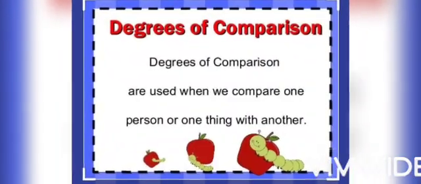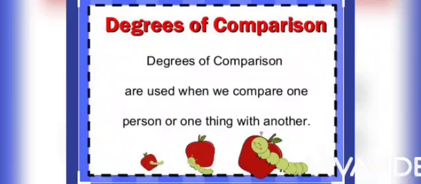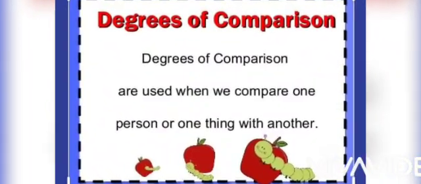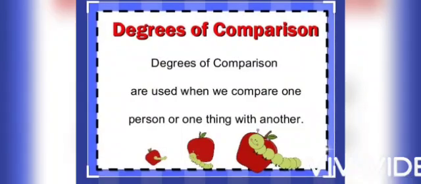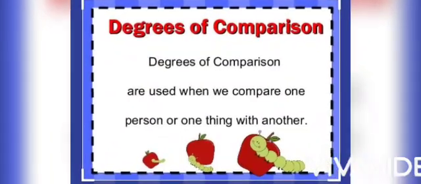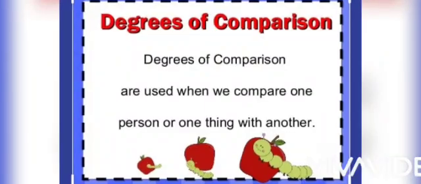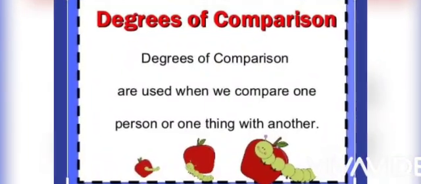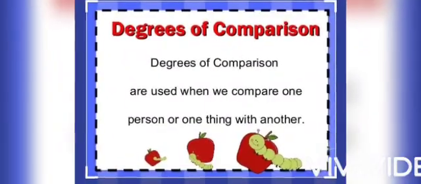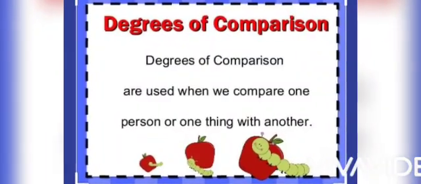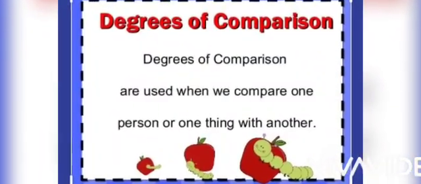Degrees of comparison are used when we compare one person or one thing with another. Means when we want to compare two things with each other, we use degrees of comparison. For example, if you want to compare your height with your younger brother or younger sister's height, what will you use? You will use degrees of comparison.